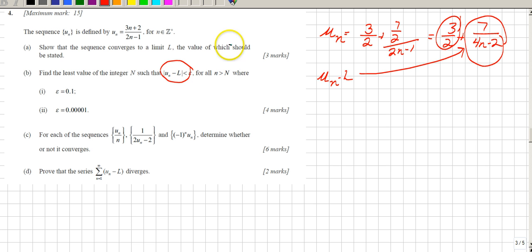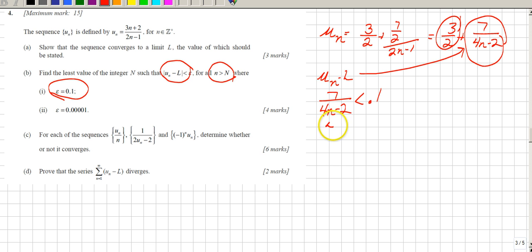So what they want you to figure out in this problem is how many terms you have to go out until the difference between the term and the limit value, if you subtract those two, is equal to 0.1. So let's set that up. U sub n minus L, that difference we know is 7 over 4n minus 2. That's the remainder. Now that remainder has to be less than 0.1. So let's just solve this inequality for n, and we'll figure out how many terms we have to go out until that difference is less than 0.1.